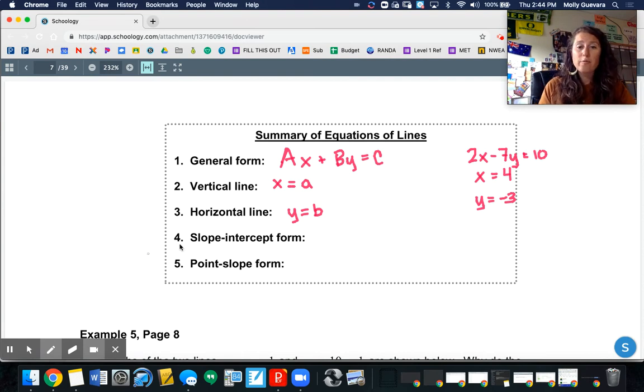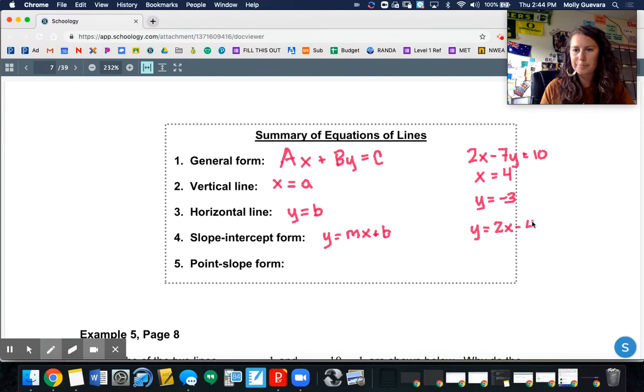Slope intercept form. Remember, the name helps a lot. Slope and intercept. I need a slope and the intercept. So this is going to be y equals mx plus b. So that's when the equation is solved for y. Let's make that a plus. There we go. So an example of this could be like y is equal to, making up numbers, 2x minus 4.